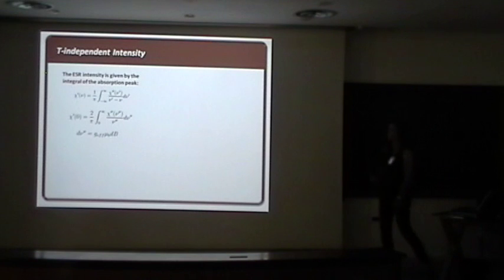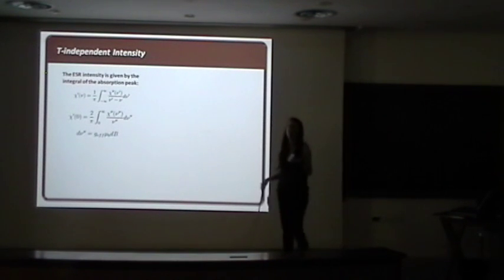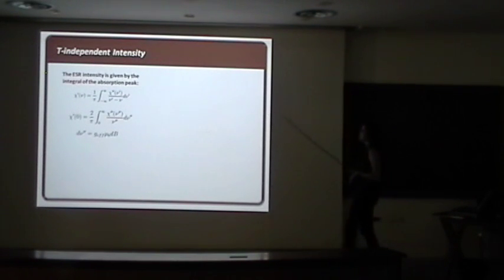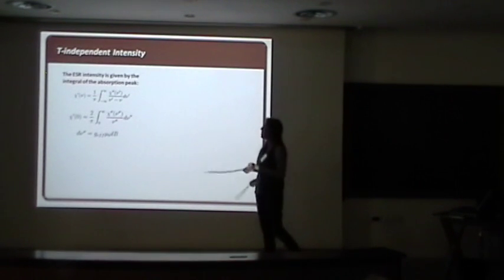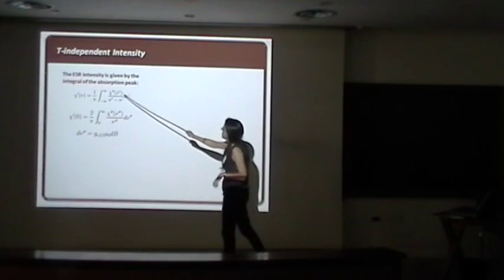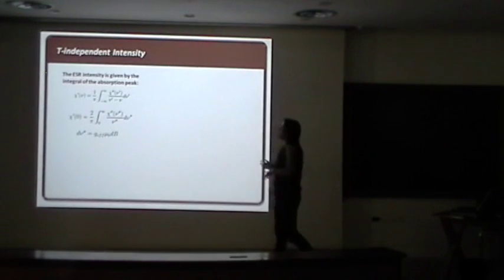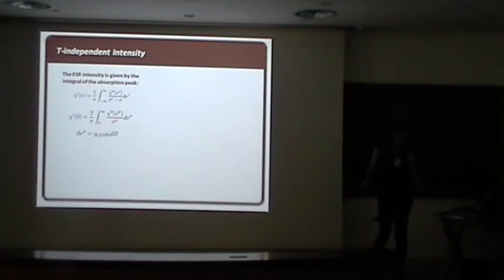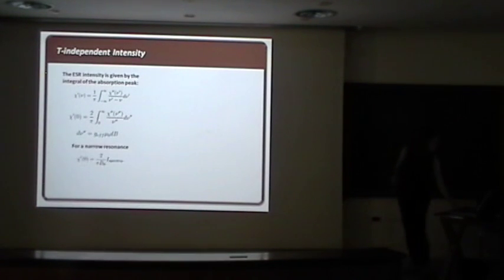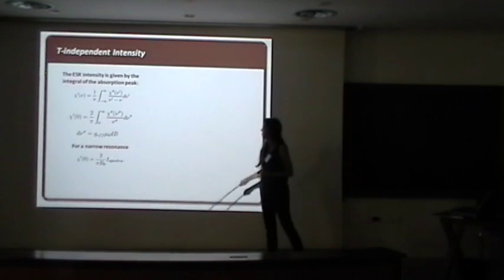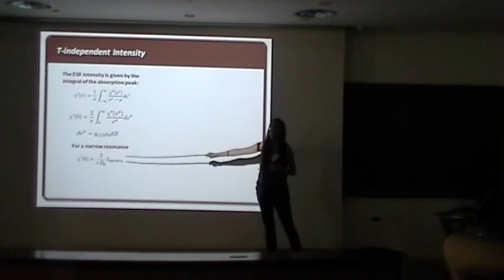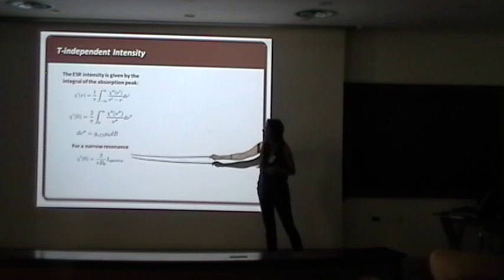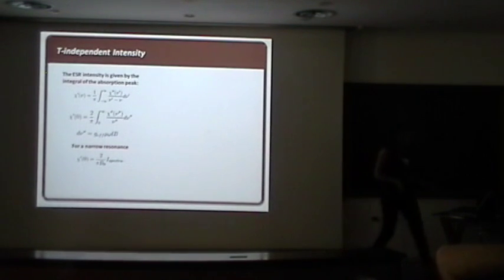Okay, now about the controversial temperature independence of the intensity. As I said in the beginning, we can show, starting from the Kramers-Kronig relation, that the real part of the susceptibility is related to the imaginary part of the susceptibility. If I change some variables, and if I consider my resonance narrow enough, I can show that the real part of the static susceptibility is related to the intensity of my spectrum.